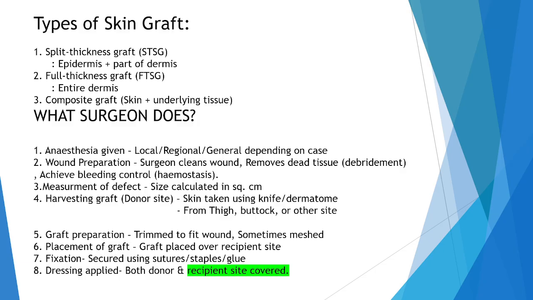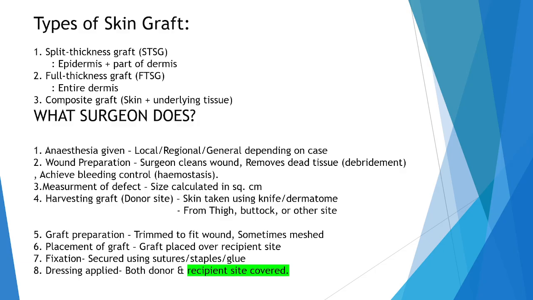Before starting the procedure, to understand it, we have to know the types of skin graft. There are three types. First, split thickness skin graft, which includes the epidermis, the outer layer of the skin, and part of the dermis, the true layer of the skin. The second is full thickness skin graft, that is the entire dermis and the epidermis. And the third one is the composite graft, that is the skin and the underlying tissue.